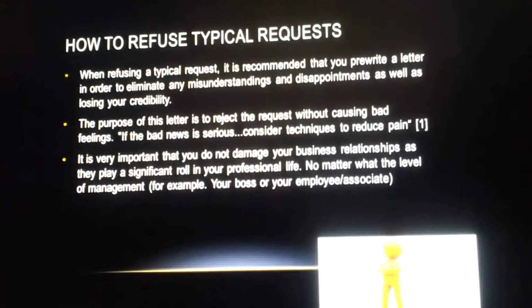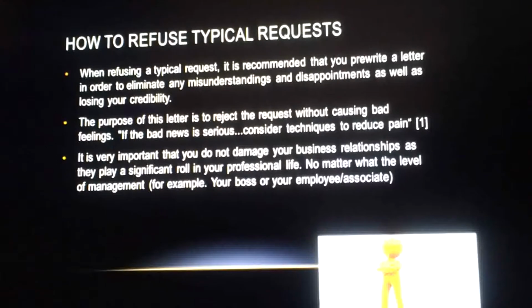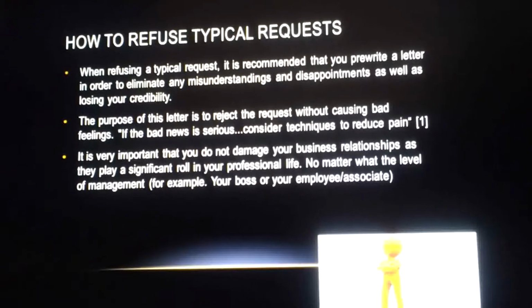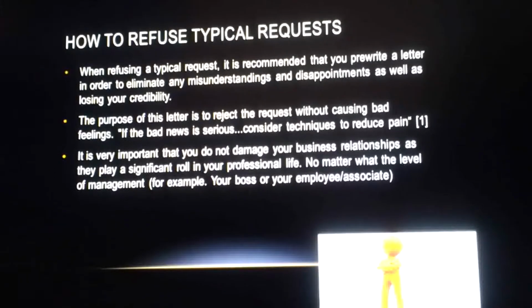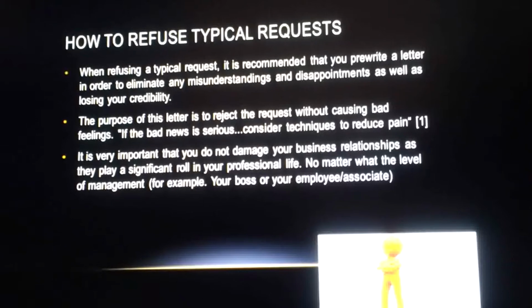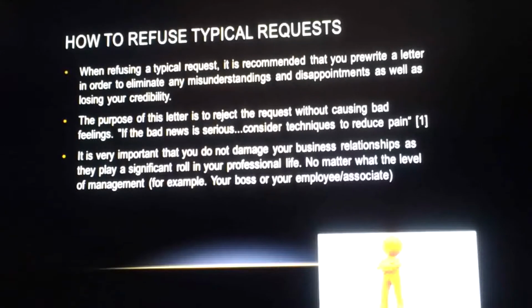So, how to refuse a typical request? When refusing a typical request, it is recommended that you pre-write a letter in order to eliminate any misunderstanding and disappointments, as well as losing your credibility. The purpose of this letter is to reject the request without causing bad feelings or harsh feelings. If bad news is serious, consider techniques to reduce pain.